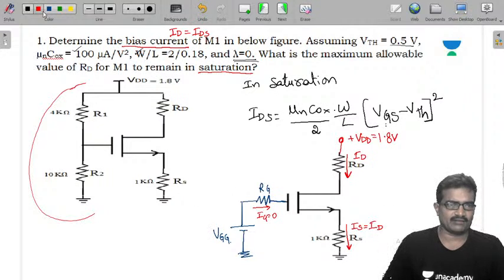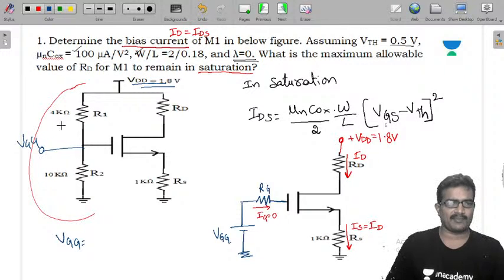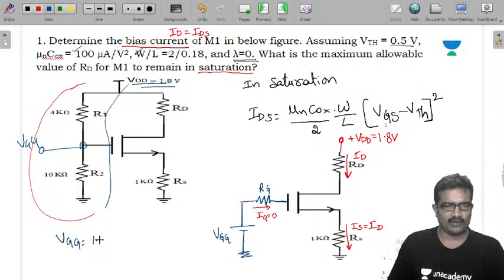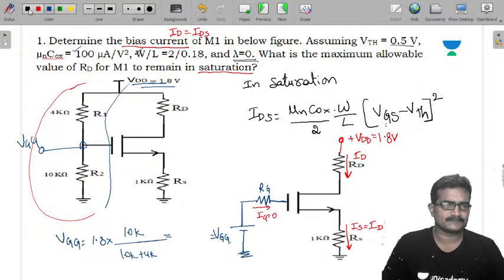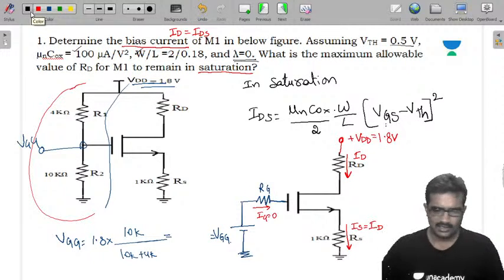So VGG we need to calculate first. This is the VGG, the voltage across the 10 kilo ohm, with the supply at 1.8 volts. Just apply voltage division in this part of the circuit, and calculate the voltage at this point. So that is 1.8 into 10 kilo ohms by 10k plus 4k. So that is the VGG value. Now get the value. How much do you get? Simplify this.